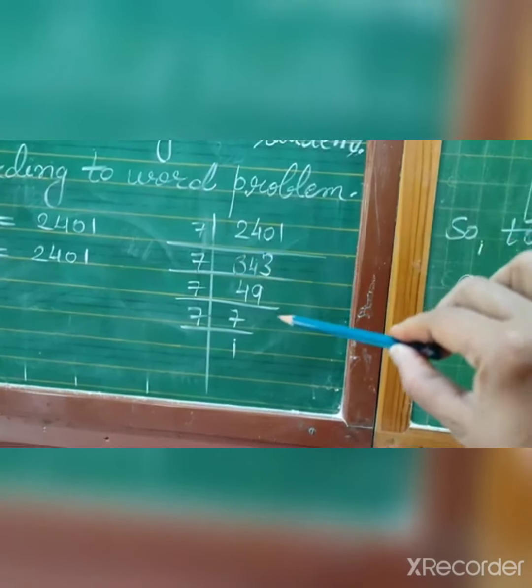So 4, 9, 10. 2 2s are 4, 9 as it is, 2 5s are 10. Then 2 ones are 2, 9 as it is, 5 as it is. Now divide 9 by 3, 3 3s are 9, 5 as it is, 3 ones are 3, 5 as it is, 5 ones are 5. So the LCM of 4, 9 and 10, you can see, is 2 into 2 into 3 into 3 into 5.